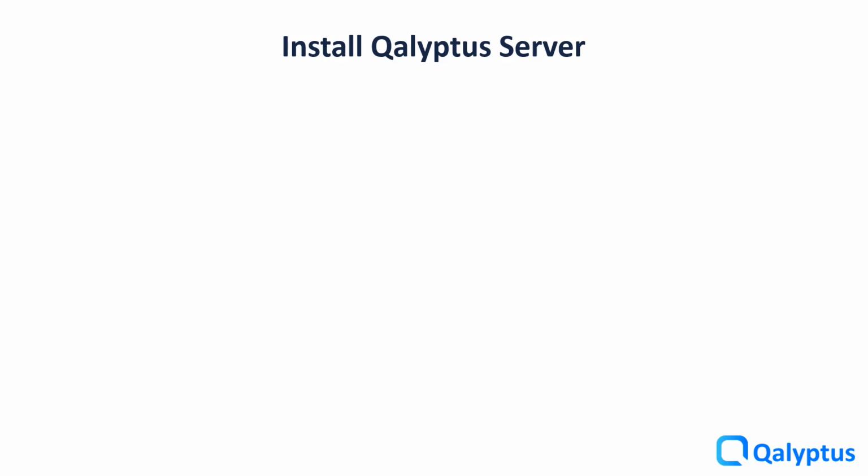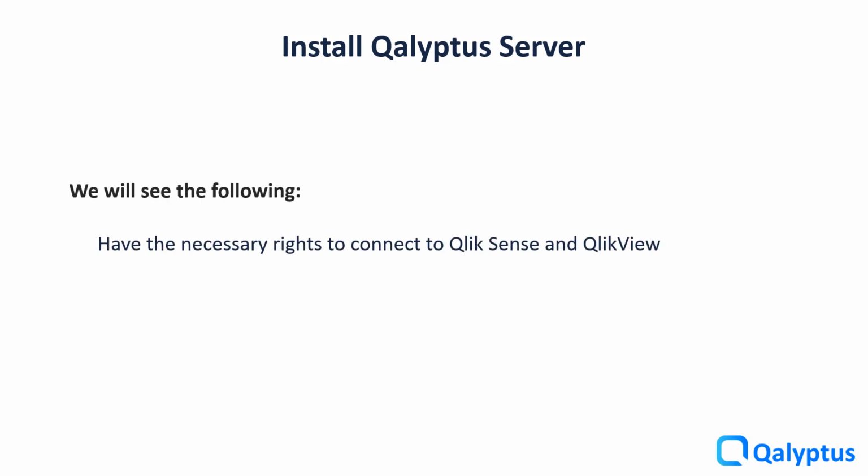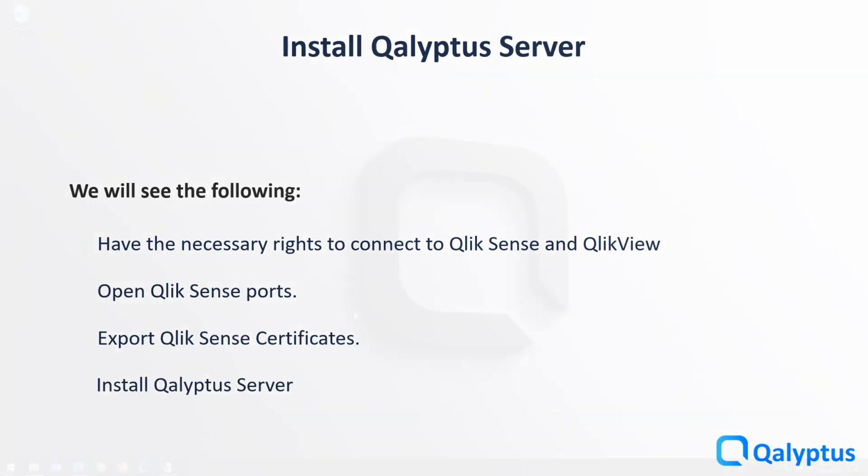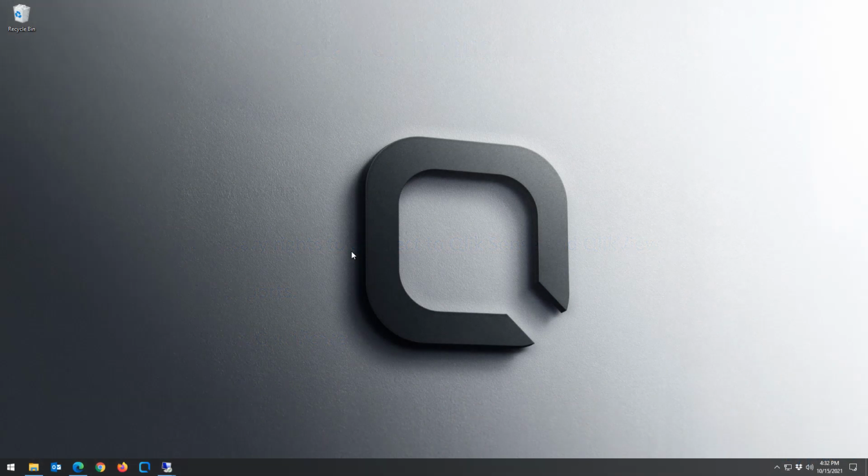However, you can install Qalyptus Server on the same machine where Qlik Sense or QlikView server is installed, but keep in mind that the machine's resources will be shared between them. We will see the following: have the necessary rights to connect to Qlik Sense and QlikView. Open the Qlik Sense ports. Export Qlik Sense certificates. Install Qalyptus Server. If you install Qalyptus Server on the same machine as Qlik Sense with the same user, you do not need to open ports and export certificates.